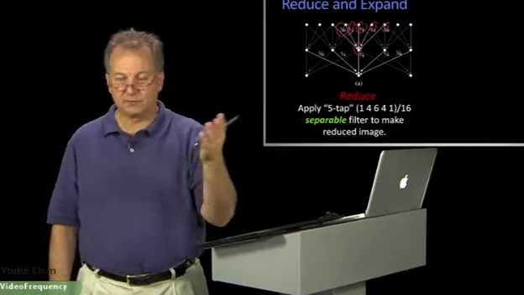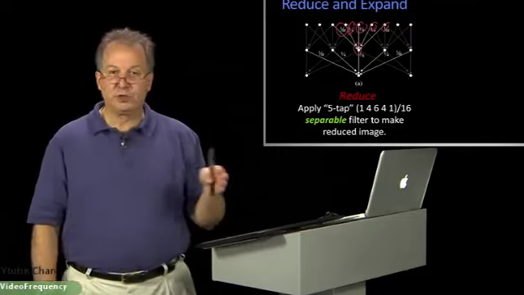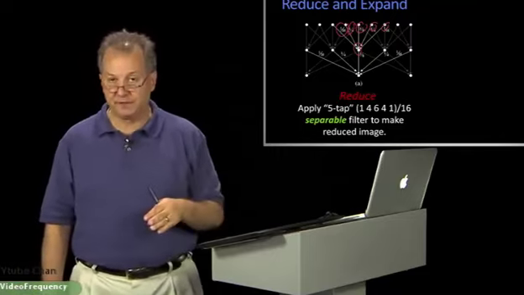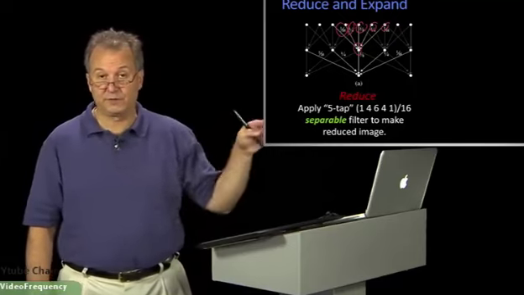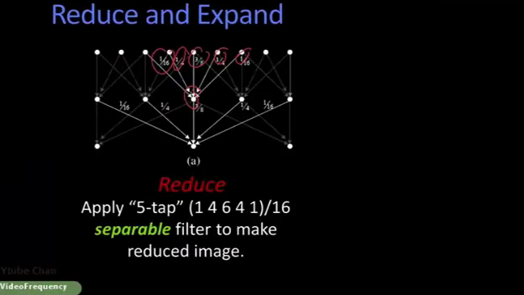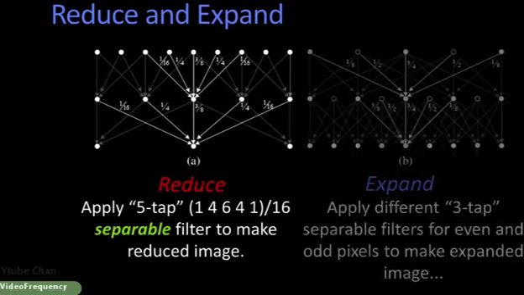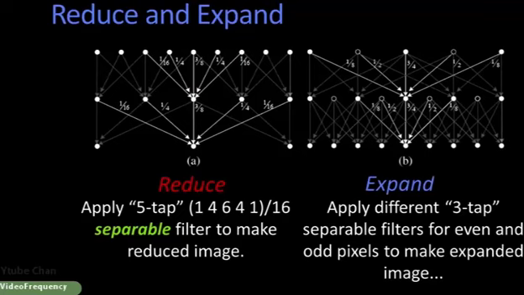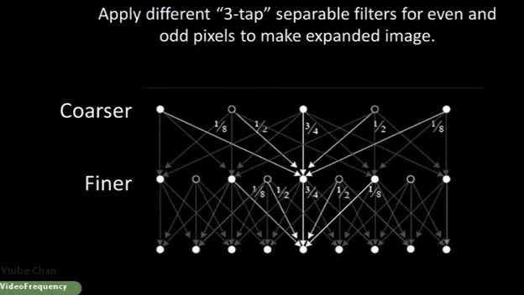So go back up and remember about separable filters. The reduce operator uses a separable filter, a 5-tap separable filter, first in the rows, then in the columns. All right, that one was straightforward. The expand operator is a little bit trickier, and you can tell that by looking at this awful picture. In fact, I'm going to pull that awful picture out by itself.